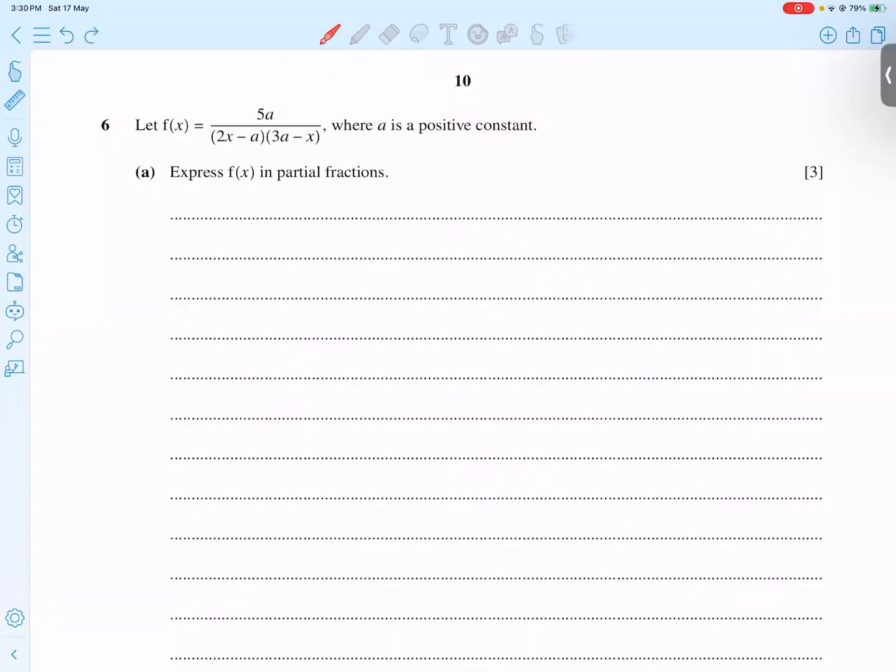Question number 6, students, we have to do partial fraction. And this is completely constant, no variable up. So the variable is below, x and x. So this is a proper fraction, no need of long division. How to start? 5a over (2x minus a)(3a minus x) is equal to A over the first factor, B over the second factor.